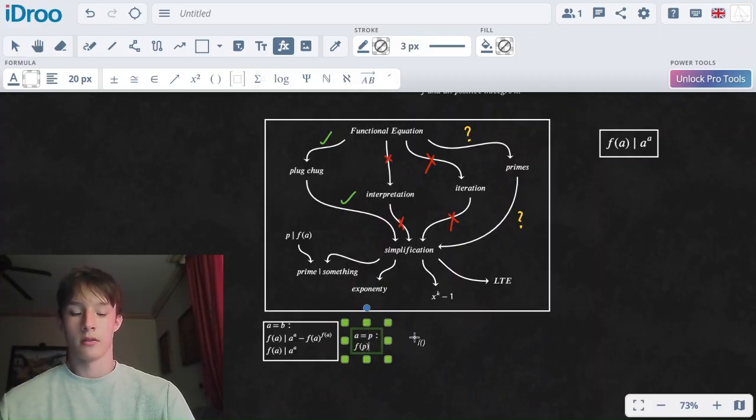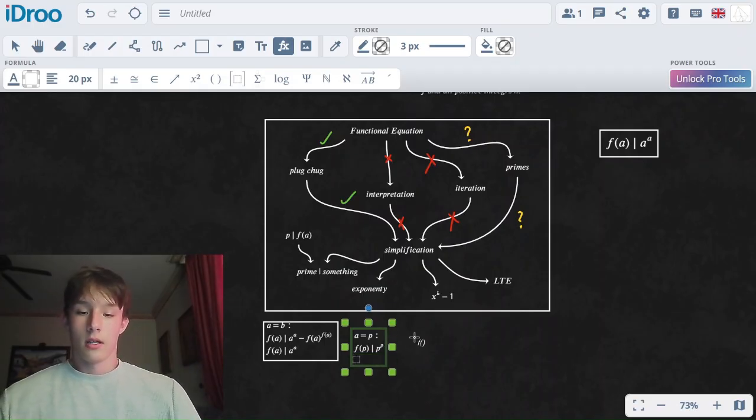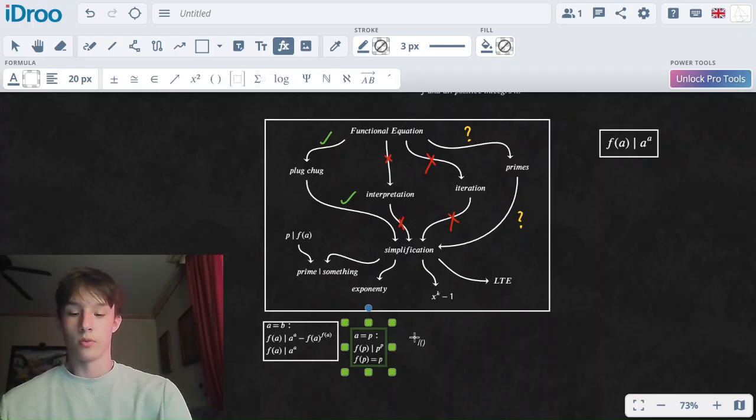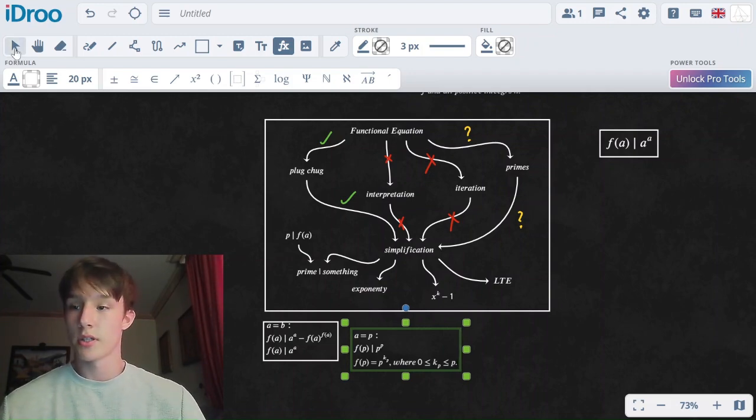we do get that f of p divides p to the power of p. And this gives us that f of p is equal to p to the power of kp, where 0 is less than or equal to kp and is less than or equal to p. And this is much nicer.